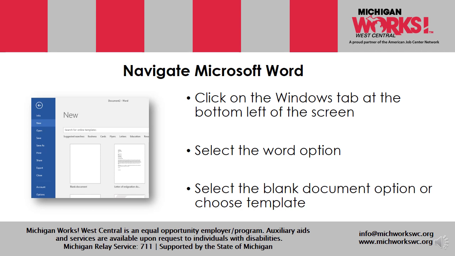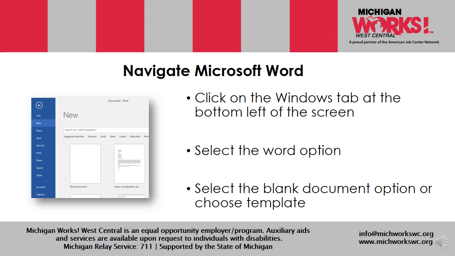So let's talk about the first learning target, navigate Microsoft Word. How do we find it? Well, here's what you need to do. You need to click on the Windows tab at the bottom left of the screen. So the Windows tab, what is that? It's exactly what it sounds like. There are four little rectangles put together to look like a Windows pane. Go ahead and click on the Windows tab at the bottom left of the screen. Once you click that, you will then select the Word option.